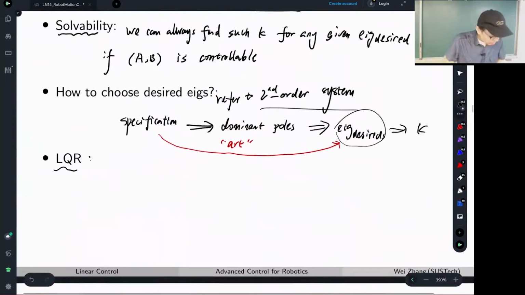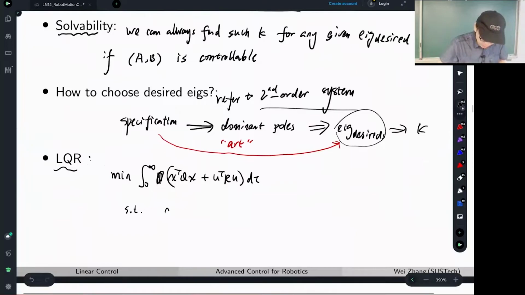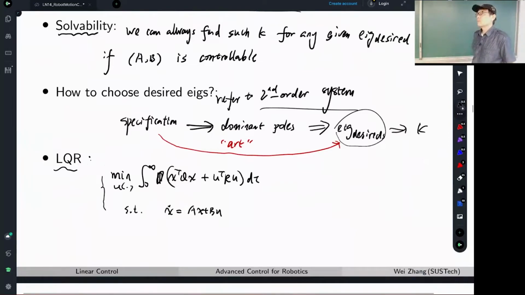Another way is more about optimal control. I think robotics nowadays uses this quite a bit. It's called the linear quadratic regulator. What it does is, let's say, minimize... What I want is the state to converge to 0. So we minimize the integral of x transpose Qx plus u transpose Ru d tau, subject to x dot equal to Ax plus Bu, the dynamics. Minimize over all possible control laws.